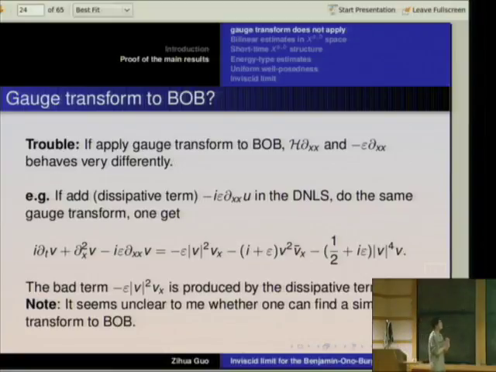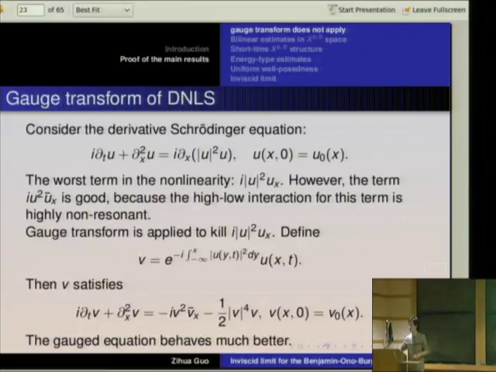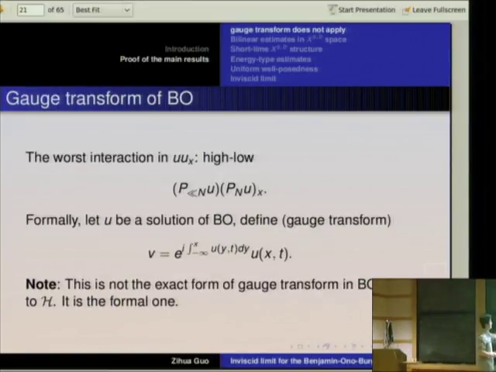But if you apply the gauge transform to the Benjamin-Ono-Burgers equation, you will see the trouble. Formally, if you add a dissipative term, because for the dispersive term you have an i here, and here there is no i. So if you apply the gauge transform, this will be reproduced by this term. So I don't know whether there are some other transforms, because for the BO equation, the gauge transform relies on the factor that U is real valued. If U is complex valued, then this factor is very, very bad, so there's no control.